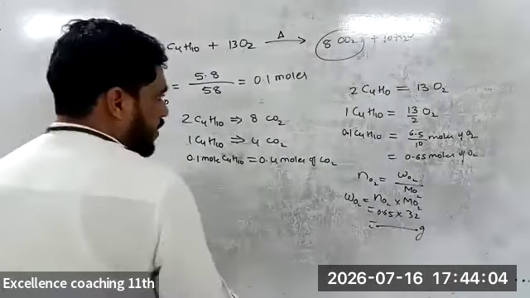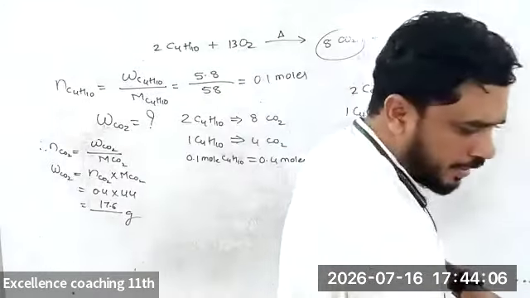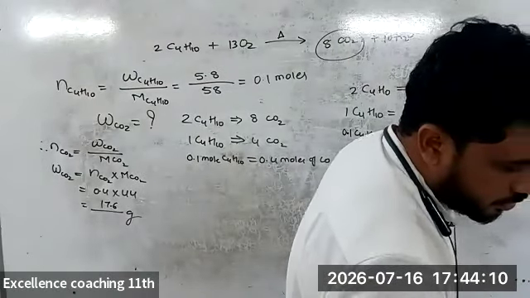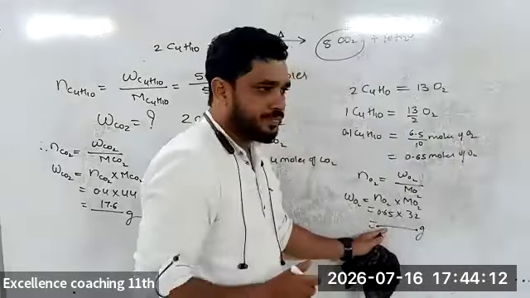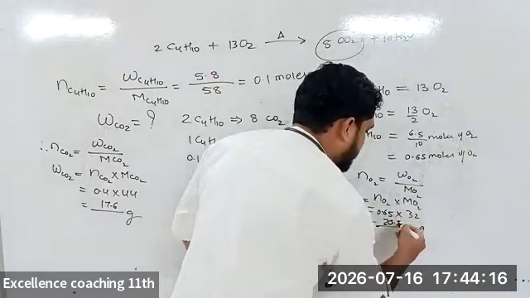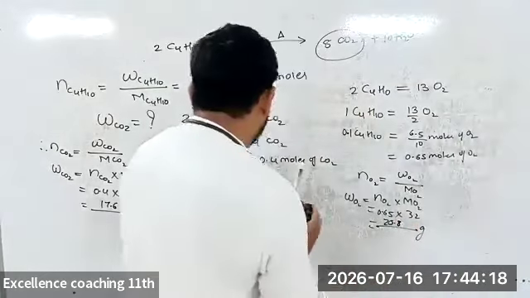Okay, what is the answer you are getting here? 0.65. No, I don't have the answer with me. Sorry. What is the answer you are getting? 20.8. Check if anyone is getting this. 20.8. Okay, good.